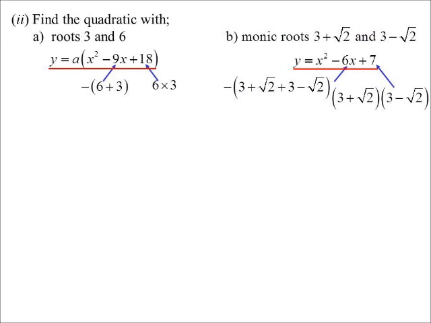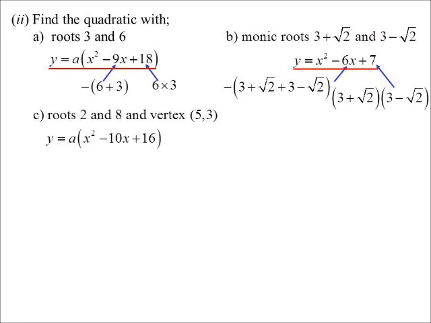Okay. I'm told the roots are 2 and 8. Vertex is 5, 3. So in this case, it could be some constant times it, but again, add them together, I get 10, so I know it's minus 10x. Multiply them together, I get 16. In this case, I can actually work out what a is, because it's given me some additional information. I can substitute in the point 5, 3, and we end up with a is -1/3.